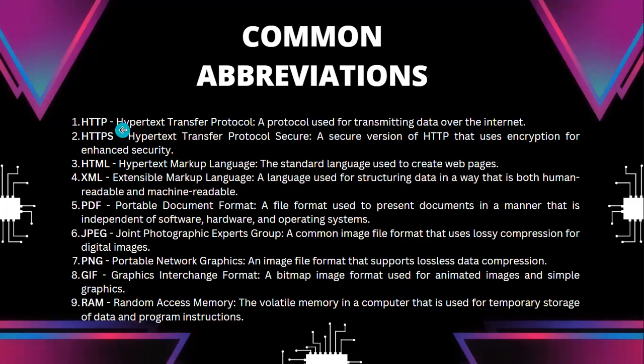Now, HTTP. I'm sure in the URL or the link that you see of any website, you see the HTTP address, Hypertext Transfer Protocol. It is, of course, used for transmitting data over the internet. And when there is an S attached to it, it means Hypertext Transfer Protocol Secure. It is a secure version of HTTP that uses encryption for enhanced security. All the good websites will have HTTPS, because the website will be more secure if it is HTTPS.